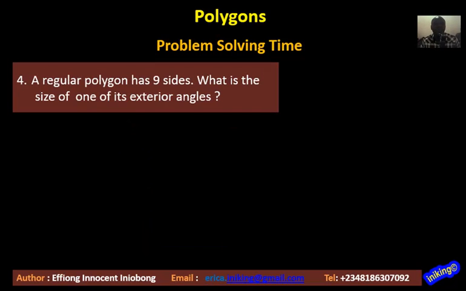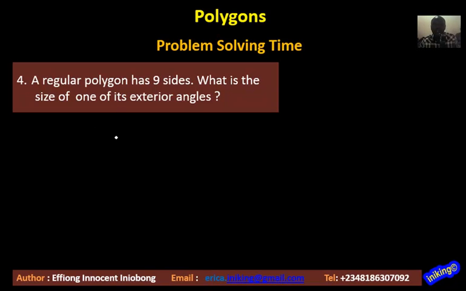Finally, question number 4. A regular polygon has 9 sides. What is the size of one of its exterior angles? This is a piece of cake. You will all agree with me.